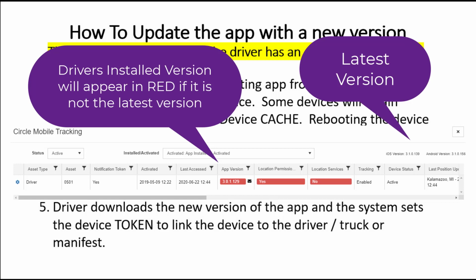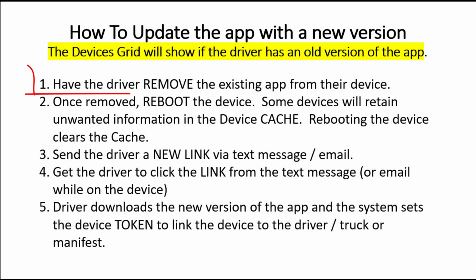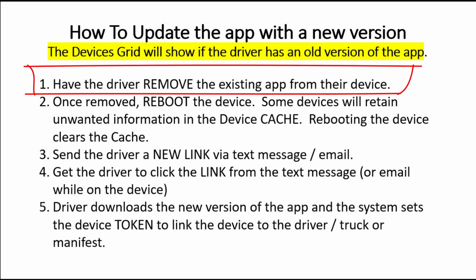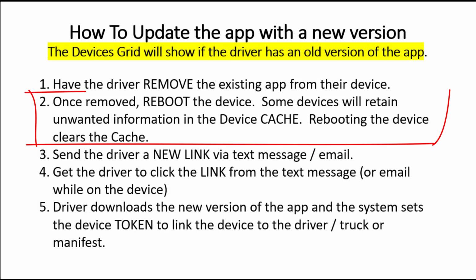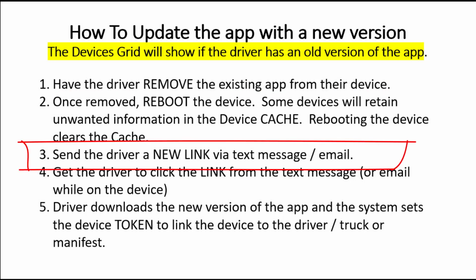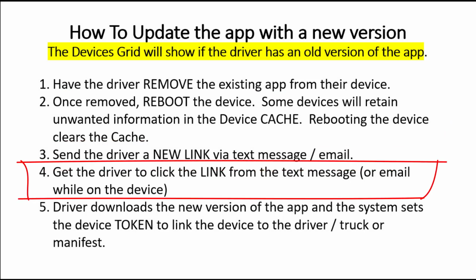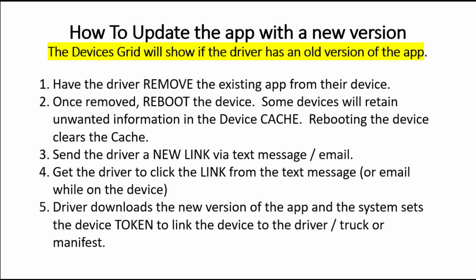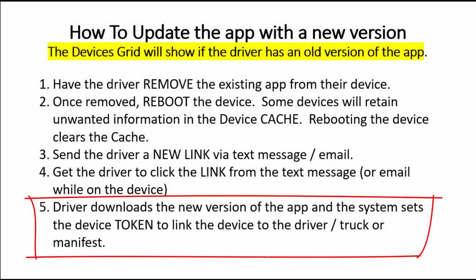The first step of troubleshooting is to make sure the driver has the latest version of the app. The Devices grid will show if the driver has an old version. To upgrade the version, have the driver remove the existing app from their device. Once removed, reboot the device. Some devices will retain unwanted information in the device cache, so rebooting the device clears that cache. Send the driver a new link via text message or email. Get the driver to click the link from the text message or email while on the device. Then the driver downloads the new version of the app and the system sets a new device token to apply to the driver or truck or manifest device.